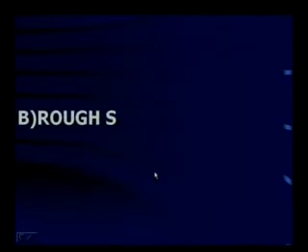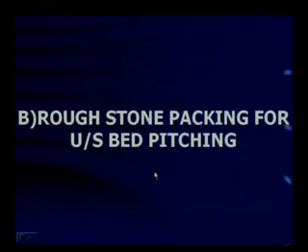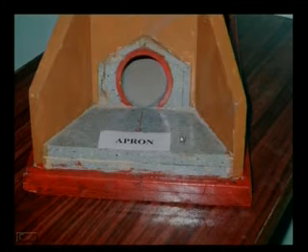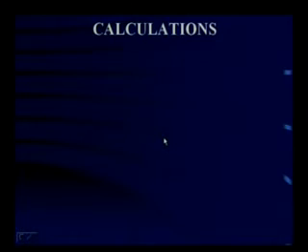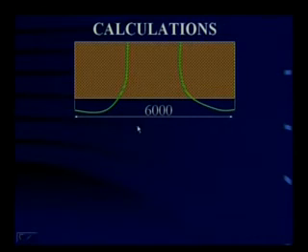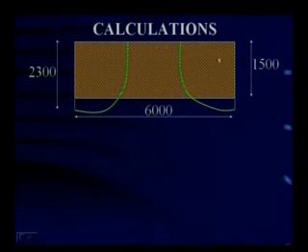The next would be rough stone packing for upstream bed pitching. This is the bed pitching. You can also call it apron. Shall we get the dimensions from the figure? Yes, see here. This is the width and the length of the apron. 2300, this green line I am showing you, represents the slope.